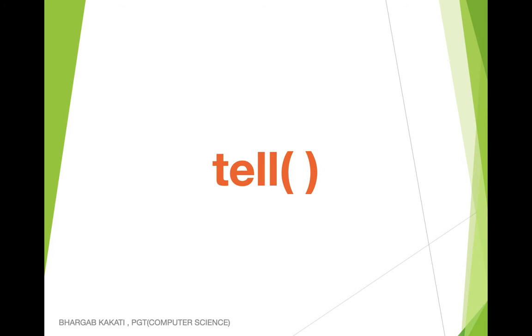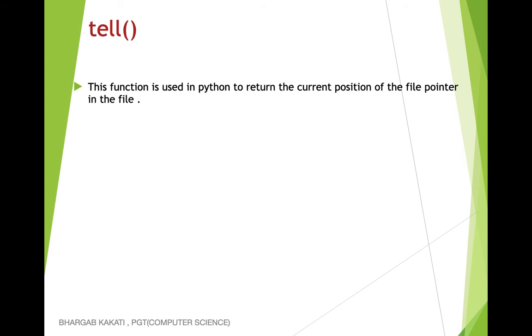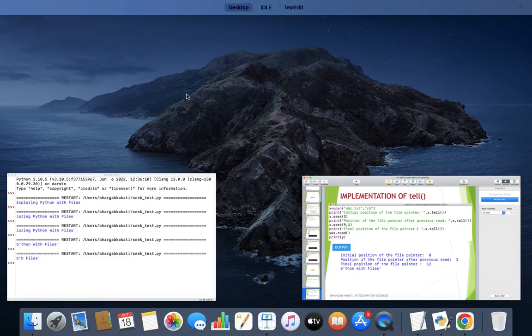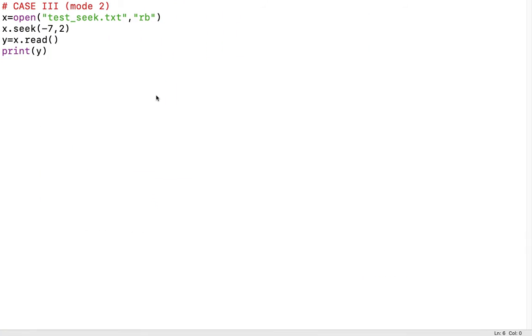Now let's go and try to understand the concept of the tell function. What is the utility of the tell function? This function is used in Python to return the current position of the file pointer in the file. If I want to find out the current position of the file pointer, I can do that by using the tell function. What is the syntax of the tell function? The syntax of the tell function is file object dot tell. Now let me show you the implementation of the tell function.